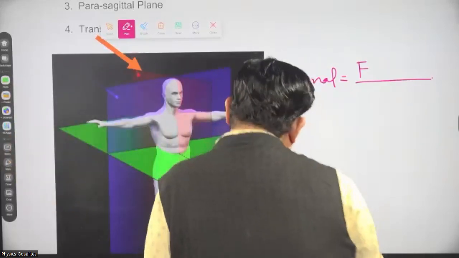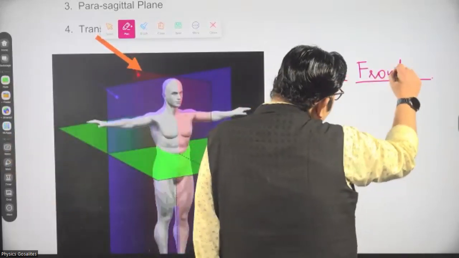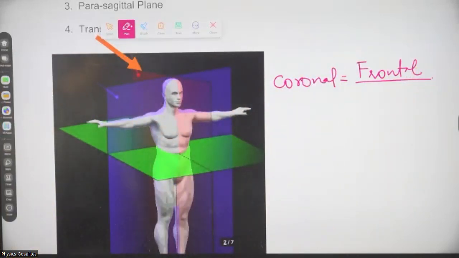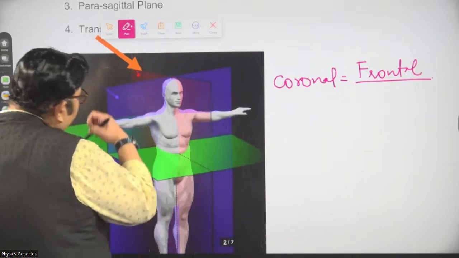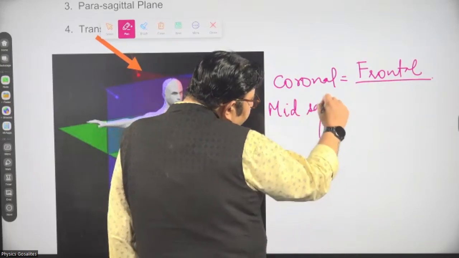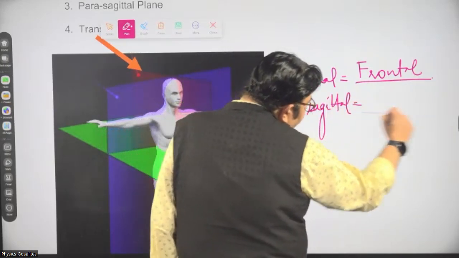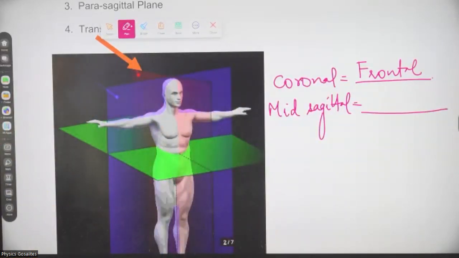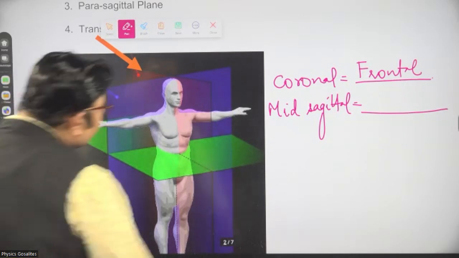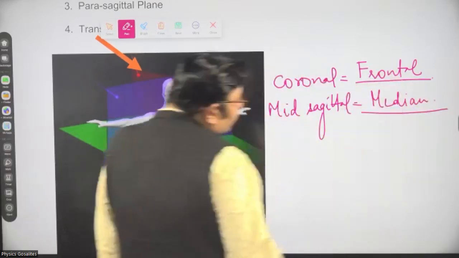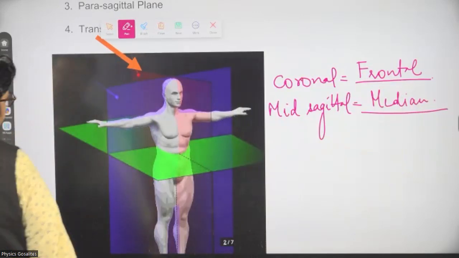It is also called the frontal plane: coronal plane, frontal plane. Okay, and what is this plane also known as? Mid-sagittal. What is mid-sagittal also known as? Just now we have done it, what is the alternate name of mid-sagittal? Yes, you are right, it is the median plane. Mid-sagittal is the median plane, perfect.